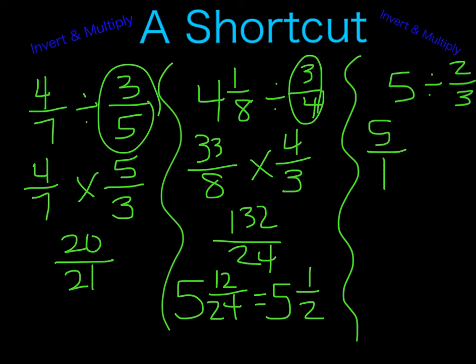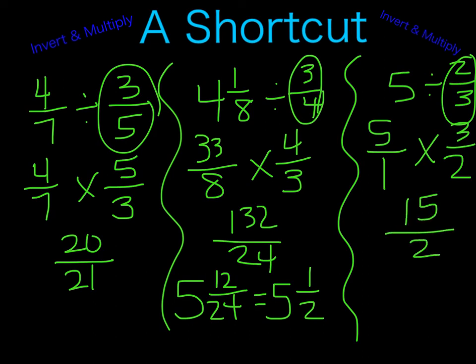it becomes a fraction. Then, just as we did before, we are going to change the division symbol to a multiplication symbol. We're going to invert the second fraction and make it 3/2, and then we're going to multiply straight across. 5 times 3 is 15, 2 times 1 is 2. Then we're going to change the improper fraction into a mixed number. There are 7 2's in 15, which leaves 1 left over. We're going to bring down that original denominator of 2, and we get 7 1/2.